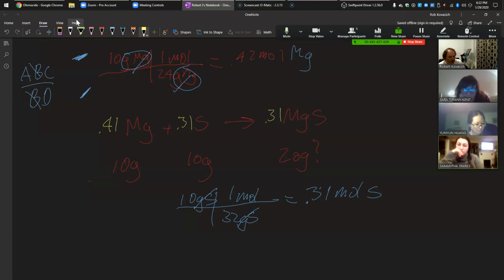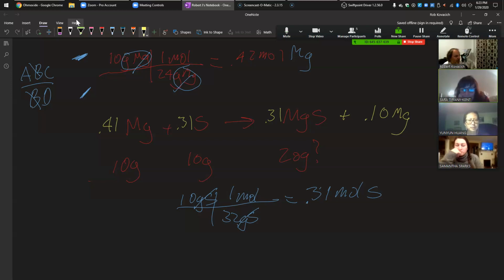Why is it 0.31? Because if you have more magnesium, then you've got a completely different chemical. No, I don't have a completely different chemical. My chemical can't change. So I showed up with 41 magnesiums and I showed up with 31 sulfurs. So how many MgS's can I make? 31. Why? Because the moment I've made 31 MgS's, I don't have any more S's. I've used them all up.